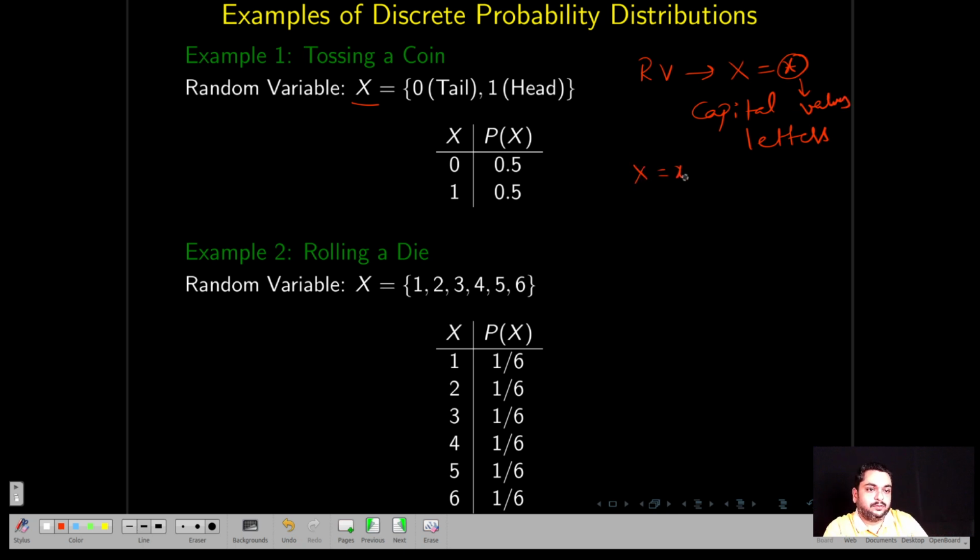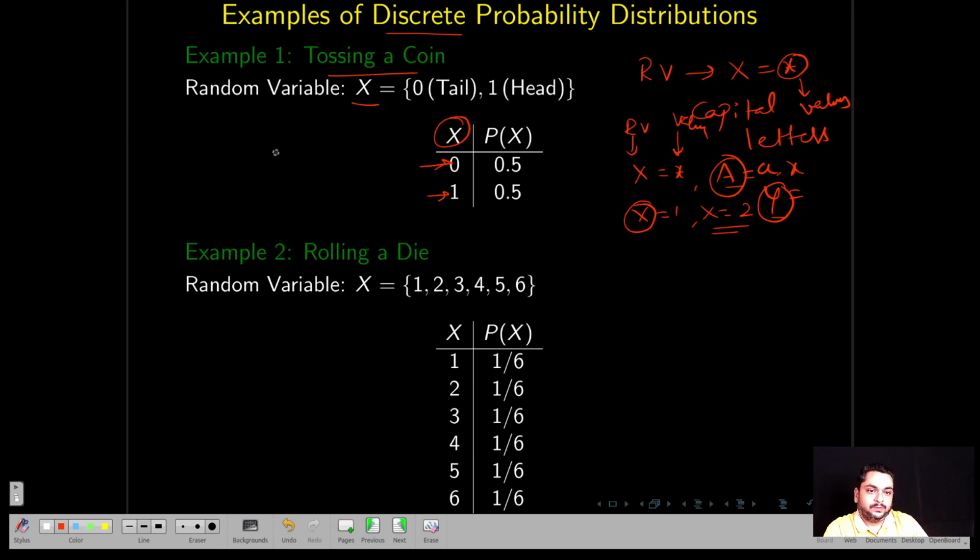For example, X equal to x means the random variable assumes a value, X equal to 1, X equal to 2, like that. Usually capital A means a random variable, Y equal to a random variable. Usually we represent random variables in uppercase and the values in lowercase. So tossing a coin is a discrete probability distribution. Random variable X can take two values, 0 or 1. Let us say 0 means tail, 1 means head.